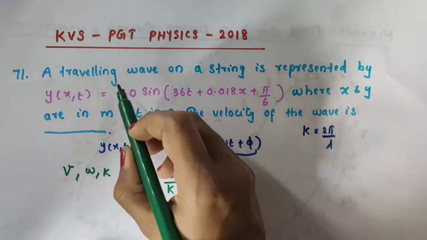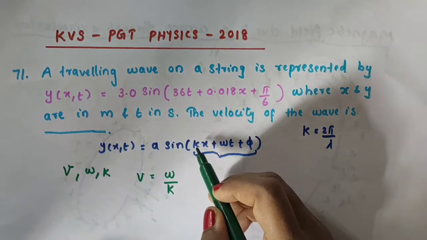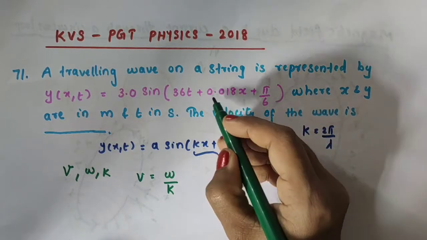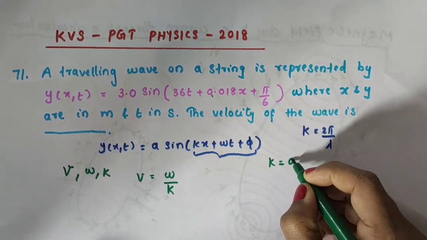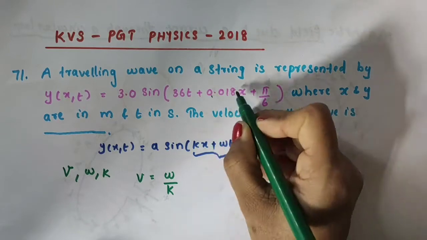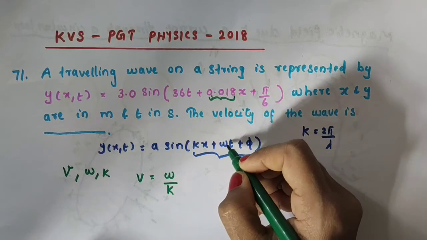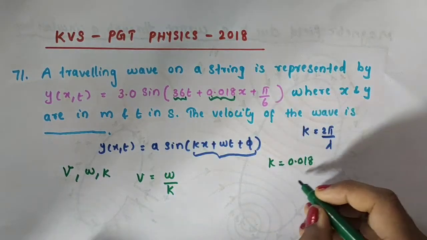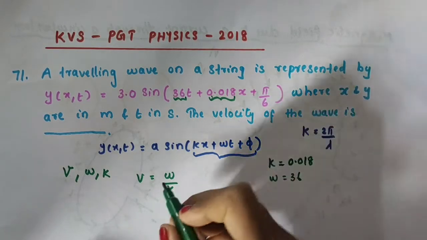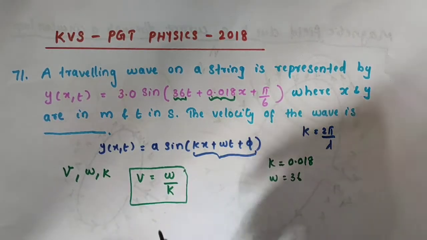y(x,t) = 3.0 sin(kx...), that is, here a is equal to 3.0. So here 0.018x. What is the value of k? k is equal to 0.018, since while comparing the two, 0.018 is k. Plus omega t. What is omega here? 36. So omega is equal to 36. Then plus phi, that is π/6 here. So to get the velocity of the wave, we use v = ω/k. This is the equation we want to use here.